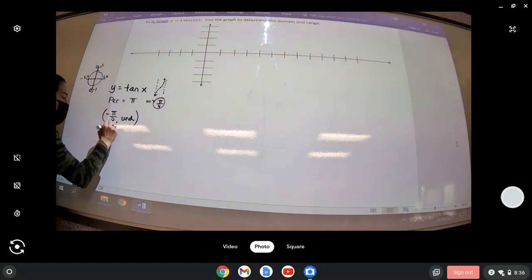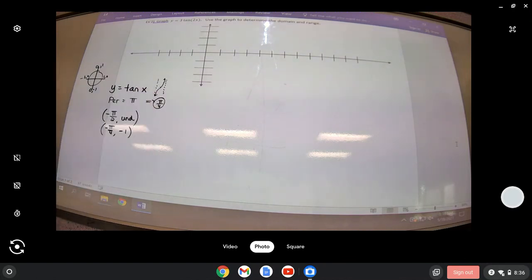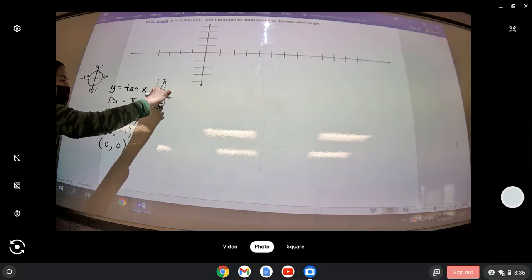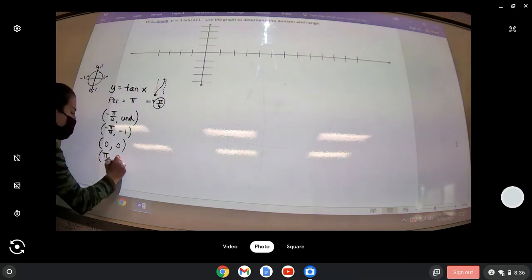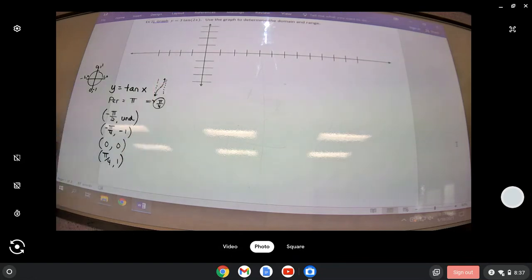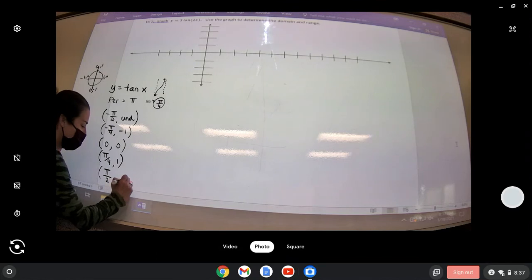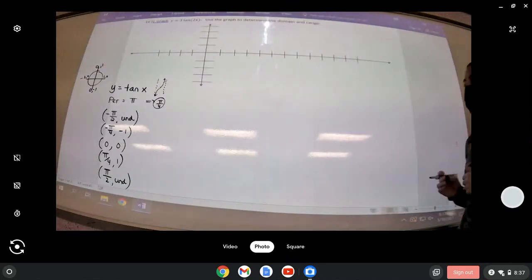So then it went negative pi over 4, negative 1, that was that point right there. Then it went 0, and then the tangent at 0 was 0. That's that point right there. Then it went pi over 4, 1. That's this point right there. And then it went pi over 2, and at pi over 2, the tangent y over x is undefined. That's that asymptote. So those were the 5 key points that made up the first period of the tangent function.